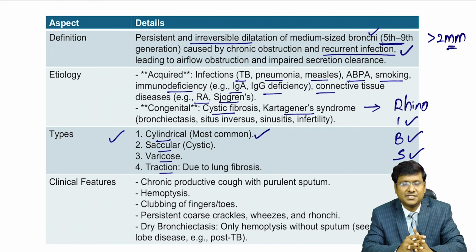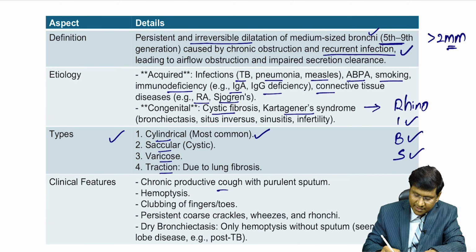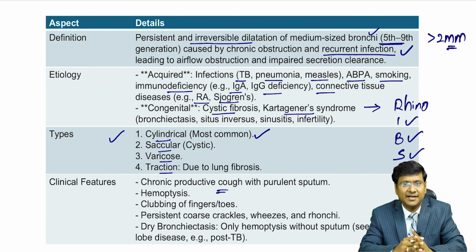Then what will be the clinical features in patients with bronchiectasis? In the abnormally dilated airway, there will be accumulation of sputum, or accumulation of mucus, and this mucus will cause irritation of the airway, and thereby the individual will have a chronic productive cough with purulent sputum. And the airway being dilated by more than 2 mm, the bronchial vessels rupture, and once they rupture, the individual can develop hemoptysis.